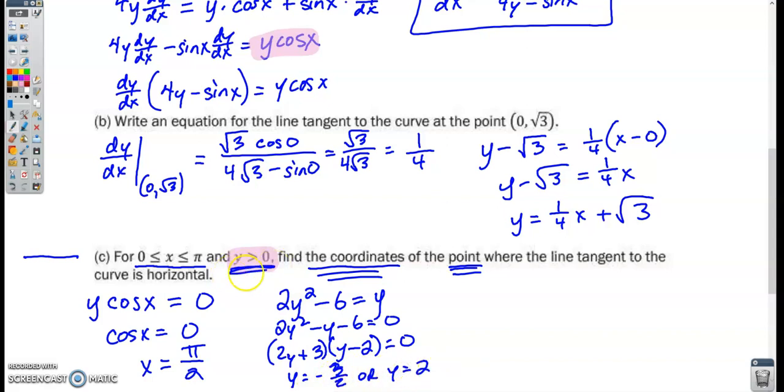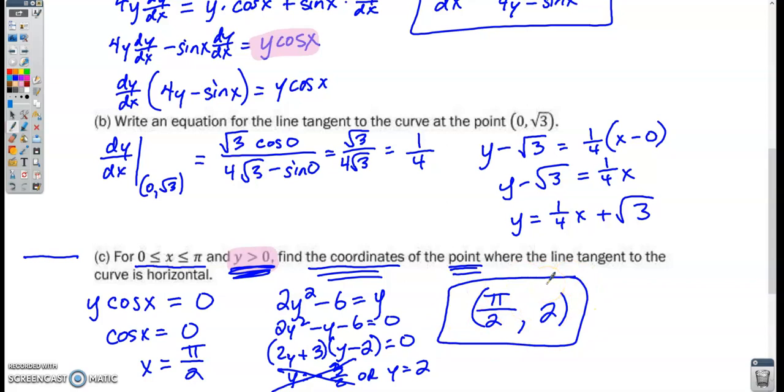Now remember, y is greater than 0, so we're going to rule out that one. And therefore y equals 2 is our y coordinate of the point where the line tangent to the curve is horizontal. And so I've got my x coordinate and my y coordinate, and there's my point where the line tangent to the curve is horizontal.